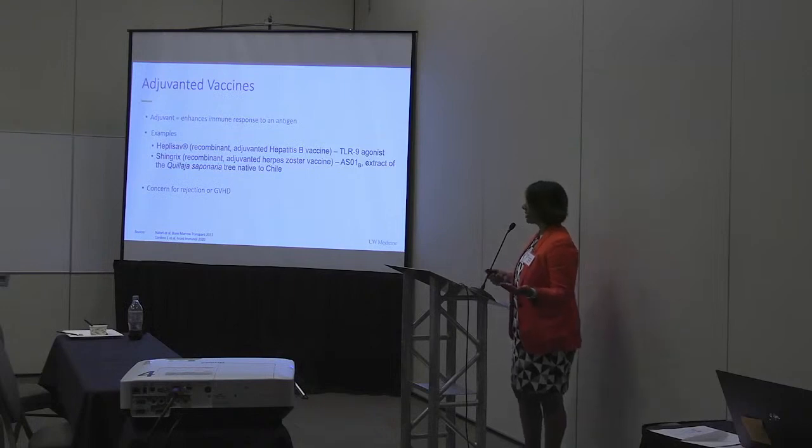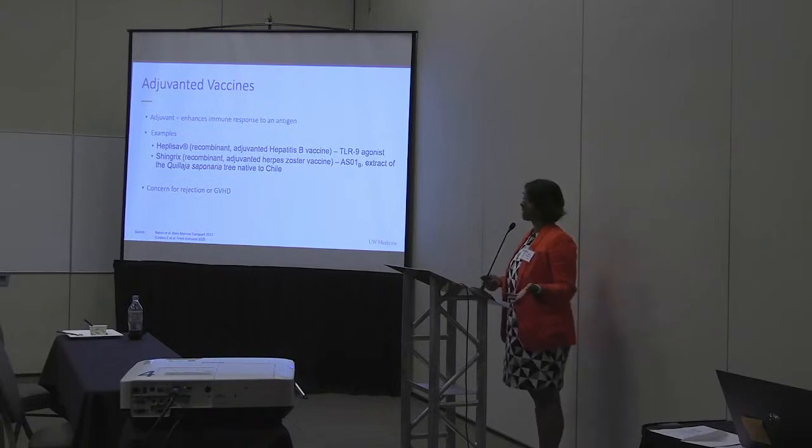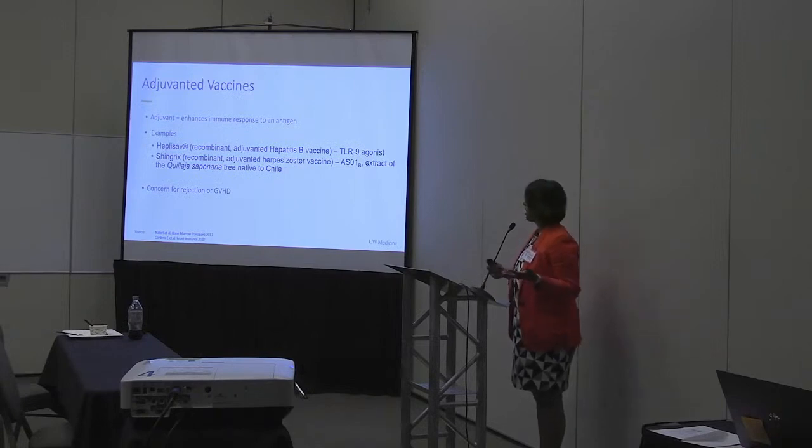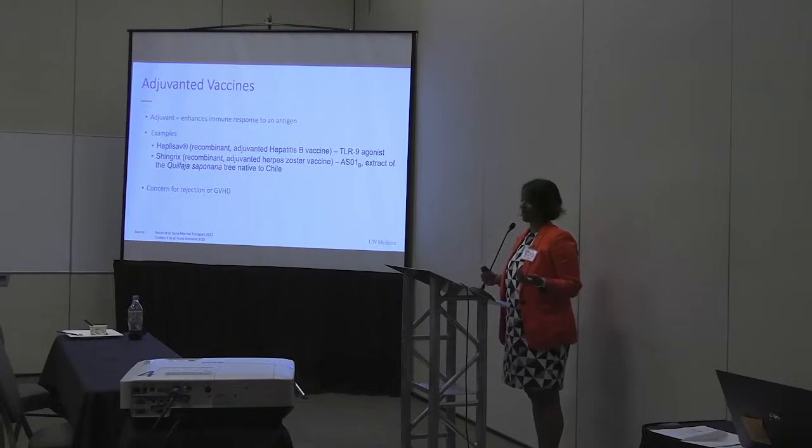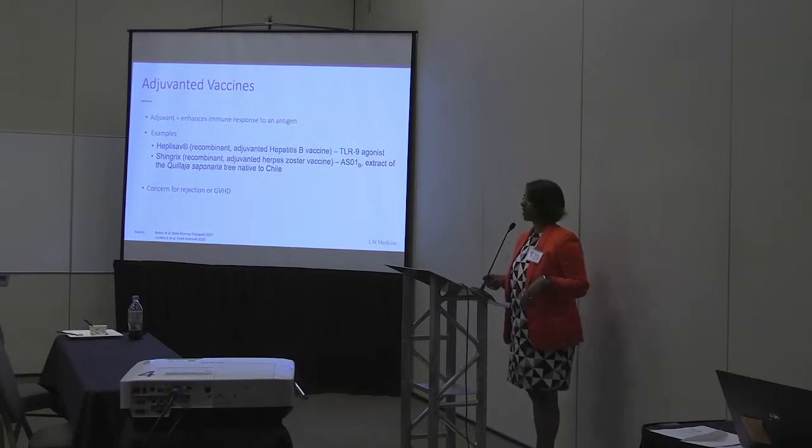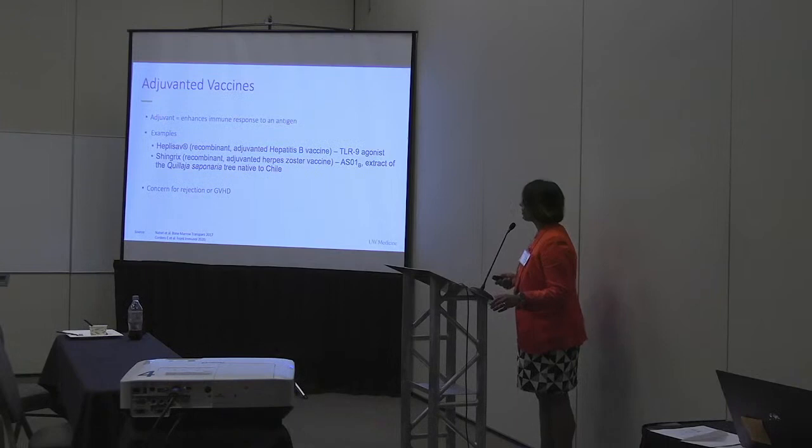Another example of an adjuvanted vaccine is the recombinant herpes zoster vaccine, which has replaced the live vaccine and is actually even more effective than the live vaccine, which is no longer available. And it uses this interesting extract from a tree native to Chile that is one of the most potent adjuvants, which is why we can probably blame it for a lot of the site reactions that patients get when they have this vaccine, because the majority of people will have some local site reactions to the Shingrix.